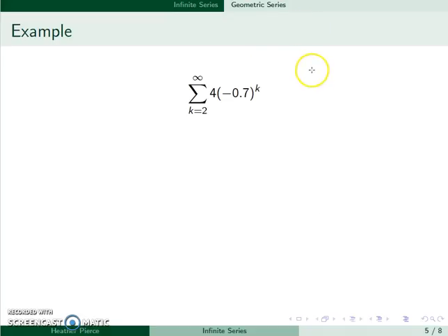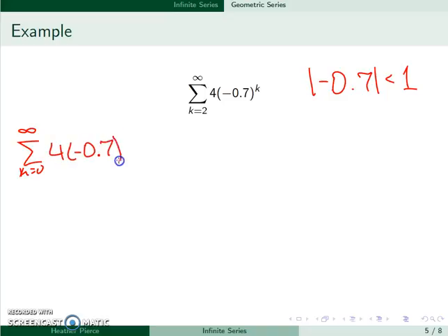We'll do another one. And here we see that the absolute value of negative 0.7 is less than 1. So therefore, we know that the series from k equal to 0 to infinity of 4 times negative 0.7 to the k is equal to a, which is 4, over 1 minus r, which is negative 0.7. So this is actually 40 over 17.